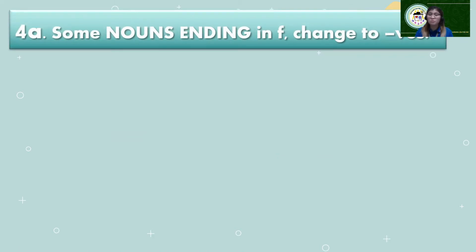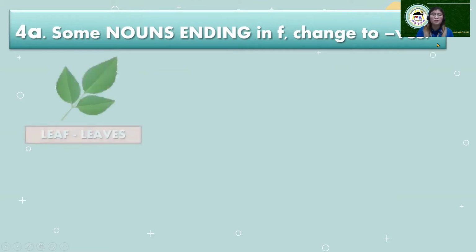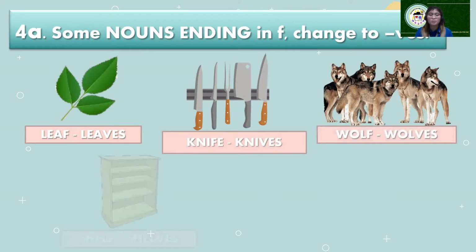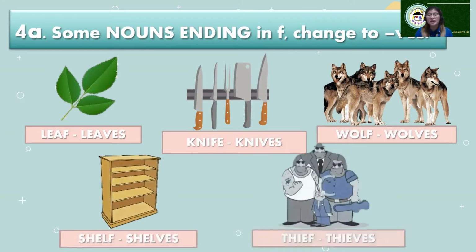So most of you are familiar with this, and these words ending in F commonly change to VES. So examples are the following. We have life to lives, knife to knives, wolf to wolves, shelf to shelves, and thief to thieves.